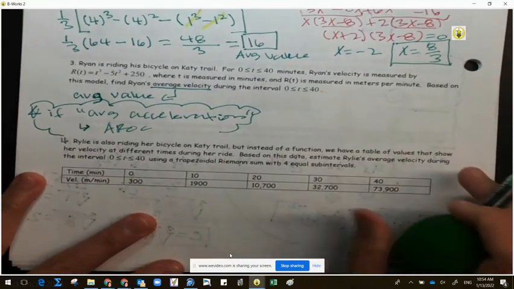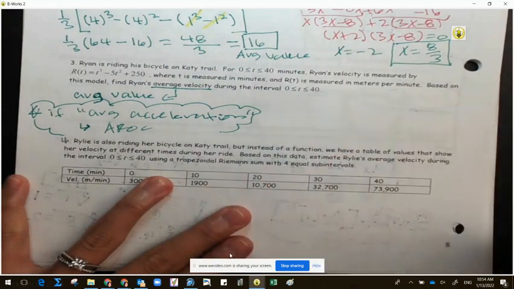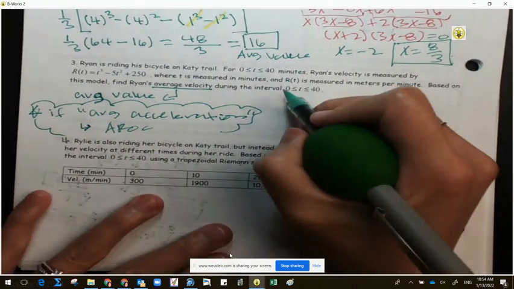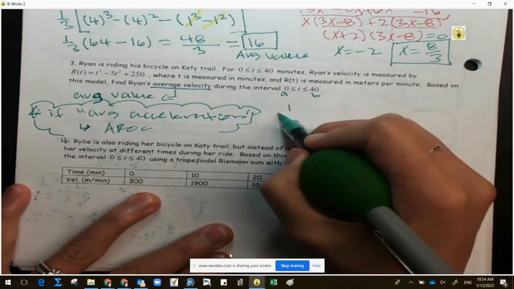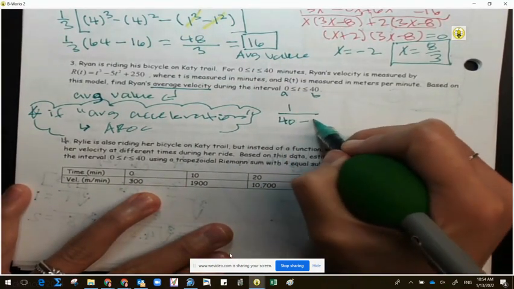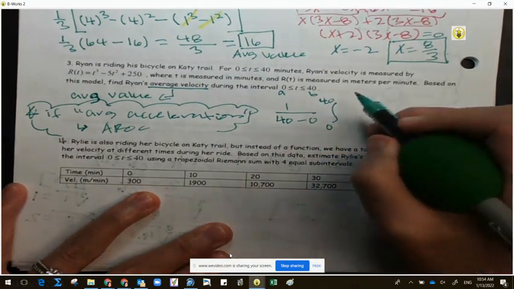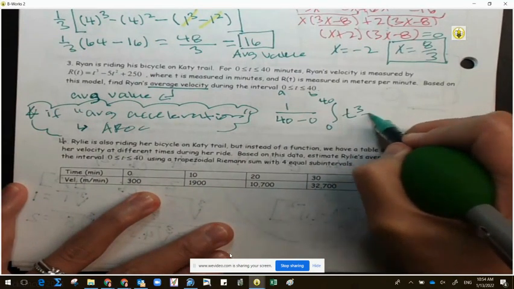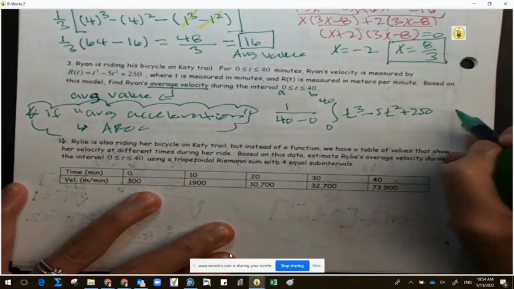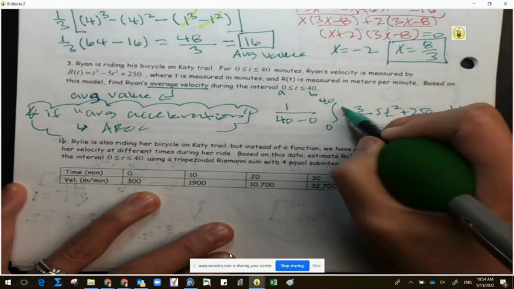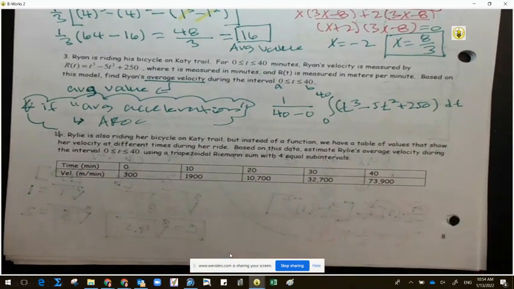So let's go ahead and apply the average value. We're looking at the formula right above. So we know 0 to 40, which is my A, which is my B? A, B. So let's apply the formula. It says 1 over B minus A, 40 minus 0, the integral from 0 to 40 of the function given, t cubed minus 5t squared plus 250 dt. Ideally, we should have parentheses. And all you need to do literally is plug this into the calculator.